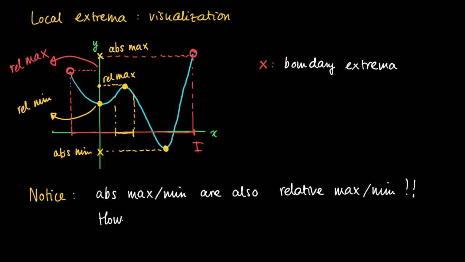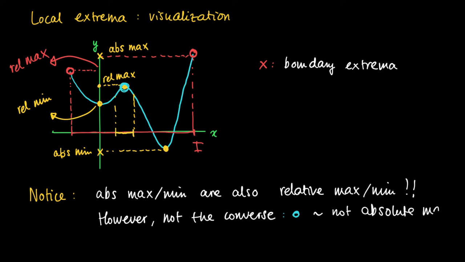Note, however, that you cannot say the converse. A relative maximum is not necessarily an absolute maximum. You see in the middle of the graph of the function where we indicated a relative maximum, which is not the absolute maximum. So the property of a relative maximum is weaker than that of an absolute maximum. And the same holds for the minima. If you have a relative minimum, then it could be an absolute minimum, but not necessarily so.